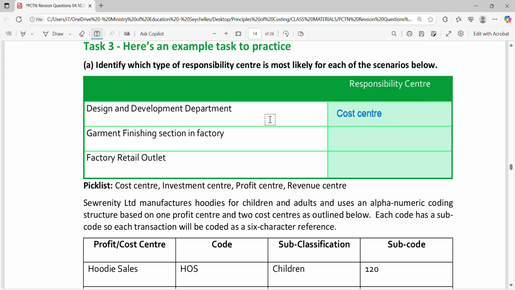They do not generate revenue. Of course, they are at the point where they are creating or improving the product, so they don't have control over revenues. Okay. The garment finishing section of the factory. This is the final phase of the production process in a factory, where they are either trimming, pressing, or packaging the garments. So here they incur costs only, they don't generate revenue. So this would still be a cost center.